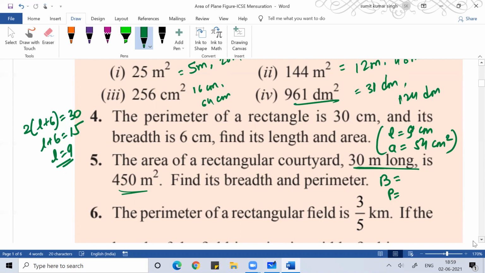So 420 is the perimeter. Okay, what about the breadth? 420 is the perimeter, meter square is the area, and the length is 30 meters. So what would be the breadth? Divide 450 by 30.